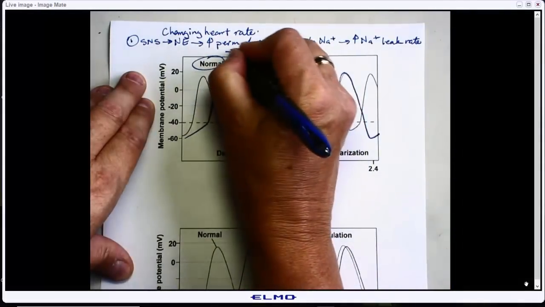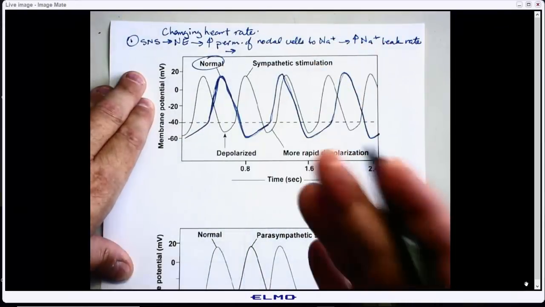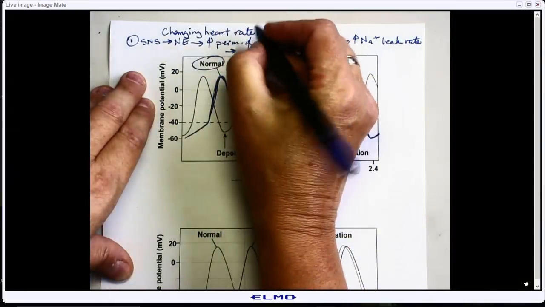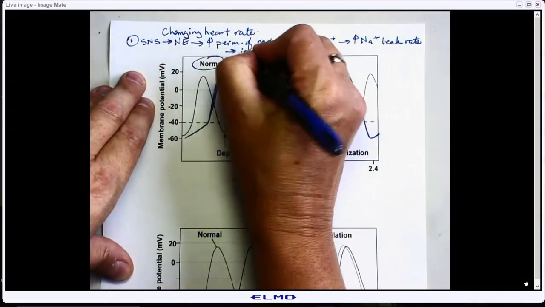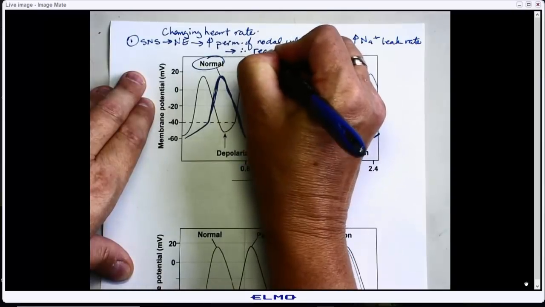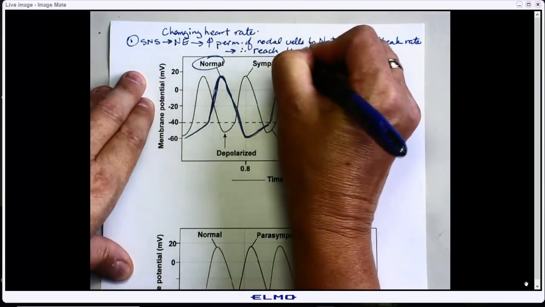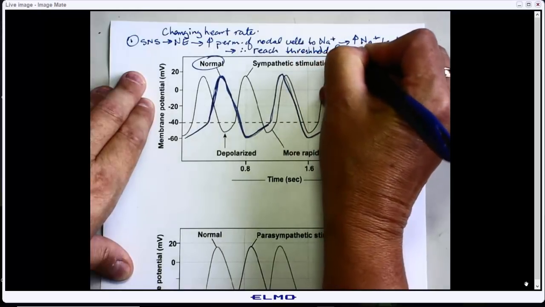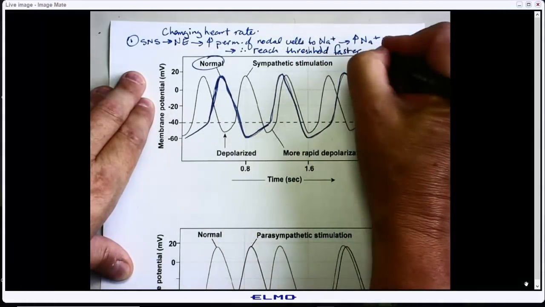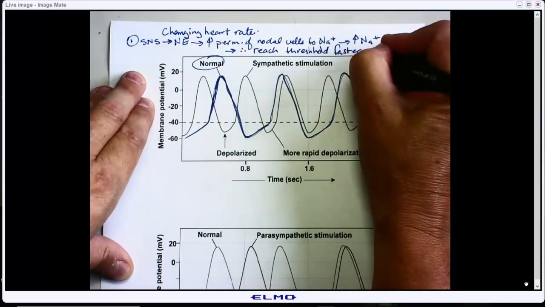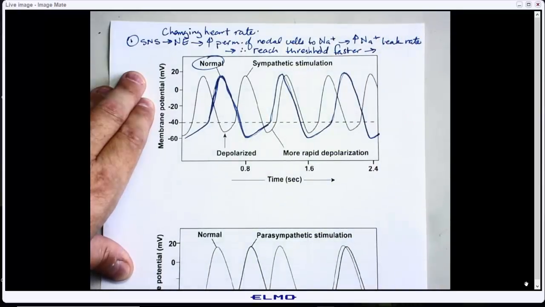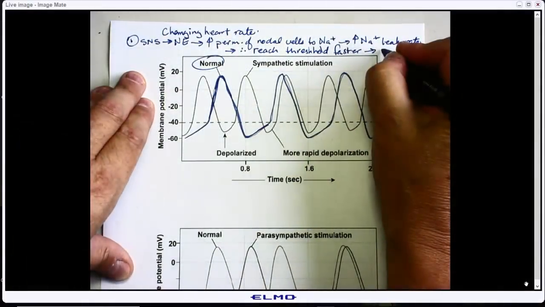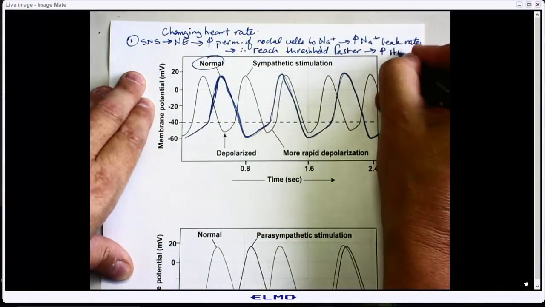Okay, and what does this mean then? This means we are going to reach threshold faster because our leak rate just increased. So therefore, we're going to reach threshold. Ultimately, this is going to increase our spontaneous depolarization rate, and increase our heart rate.